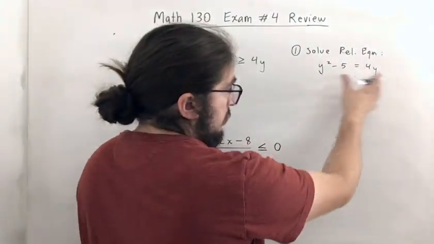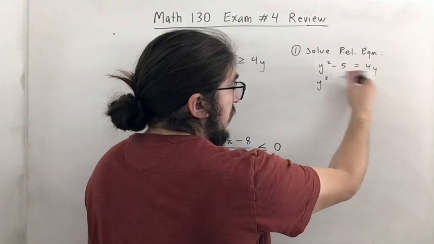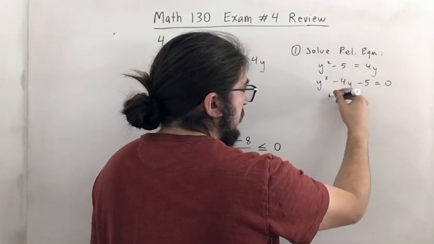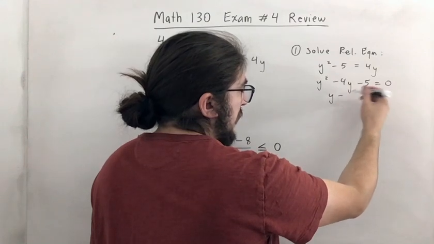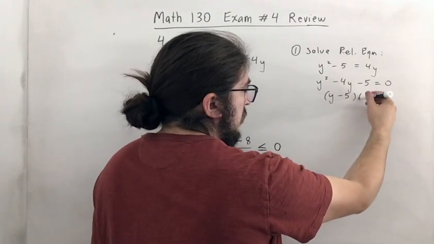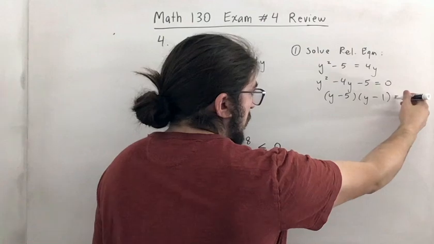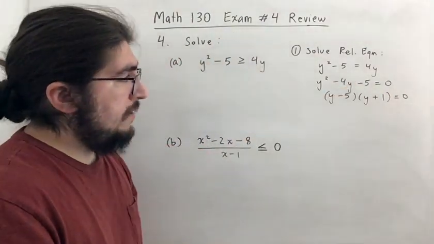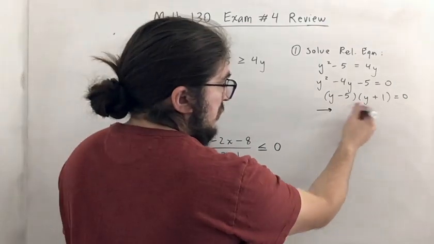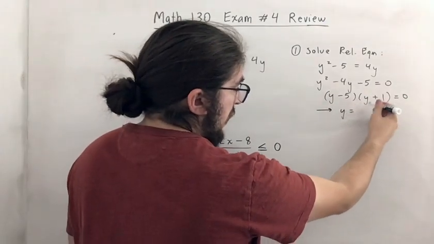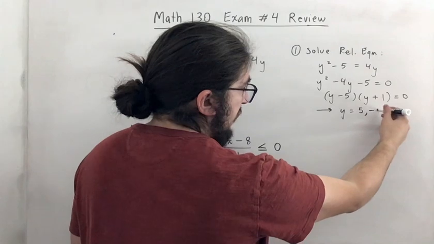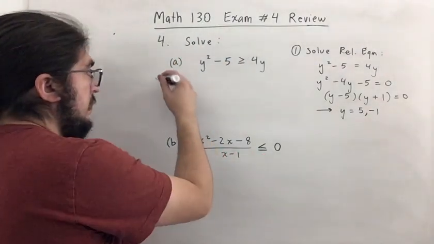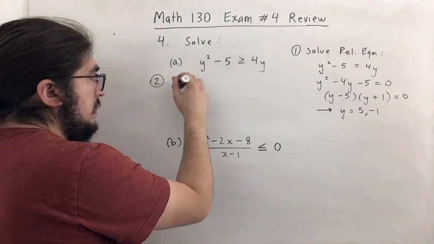So this is a quadratic, we have to move everything to one side. I'll subtract that 4y to the left. We get this. This actually factors as, I guess, 5 and 1. You can use a diagram to help you out with this, but it should be negative 5 and positive 1. Those add to negative 4 and multiply to negative 5. So then by setting each of these equal to 0, your y is equal to the opposite signs of these numbers, which are positive 5 and negative 1. So that's step 1.